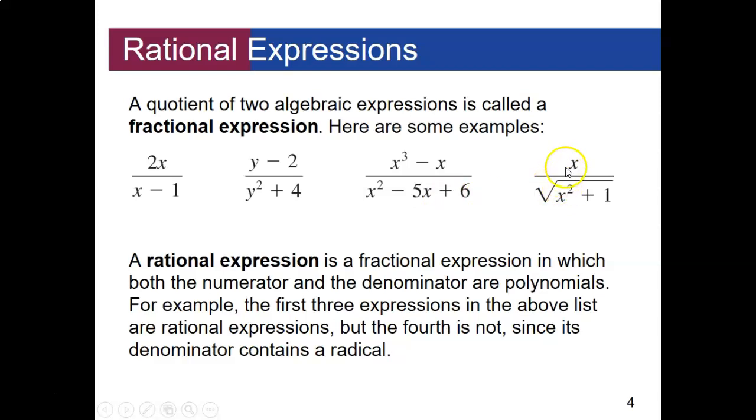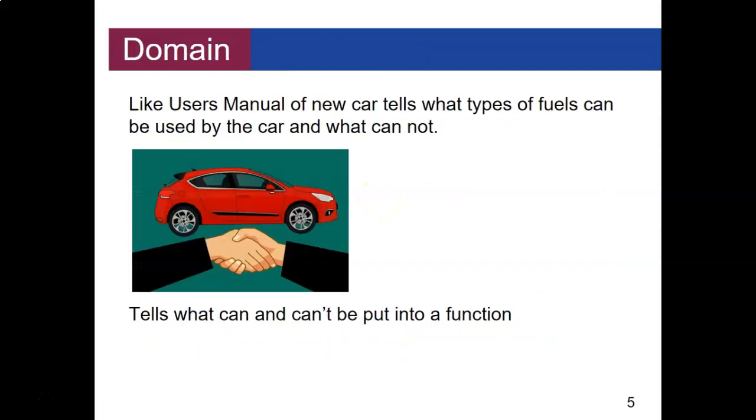This one would not be a rational expression simply because a polynomial cannot have this radical in it, and so because the radical is in this, it would not be a rational expression. So in this section, we're going to be dealing with problems that involve expressions that look like the first 3 here. Okay, domain is the first thing that I want to talk about.